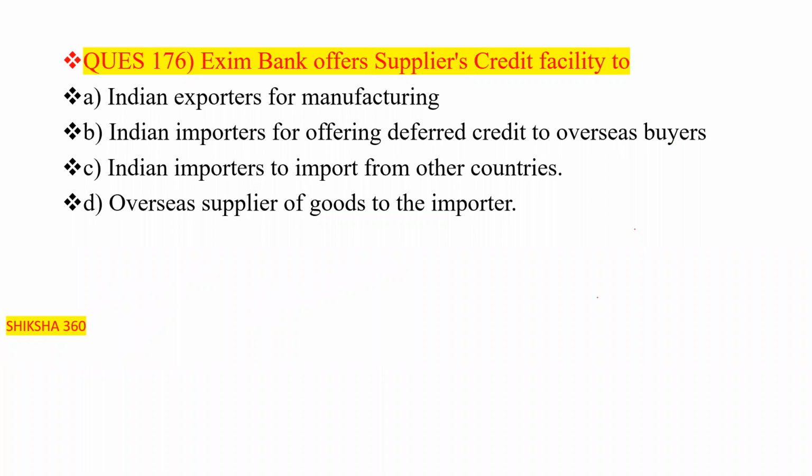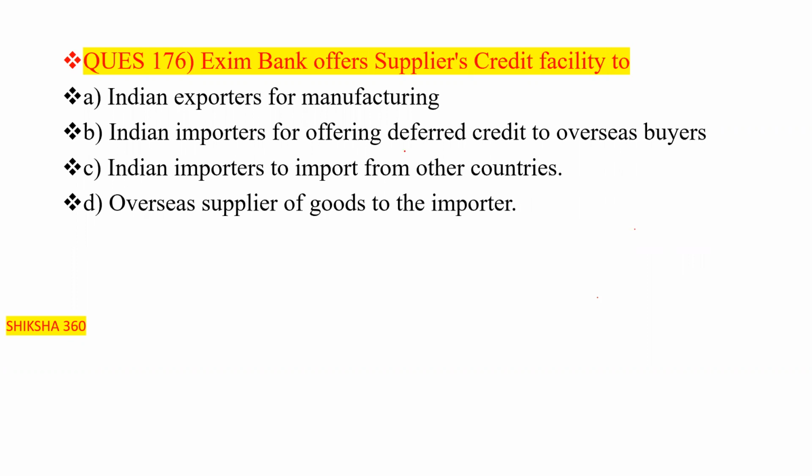Next one is: EXIM Bank offers supplier credit facility to. Not supply credit, but suppliers credit and buyers credit. Basically there are two things. So suppliers credit to whom? The first one is Indian exporters for manufacturing. Then Indian importers for offering deferred credit to the overseas buyers. The third is Indian importers to import from other countries, or overseas supplier of goods to the importer.